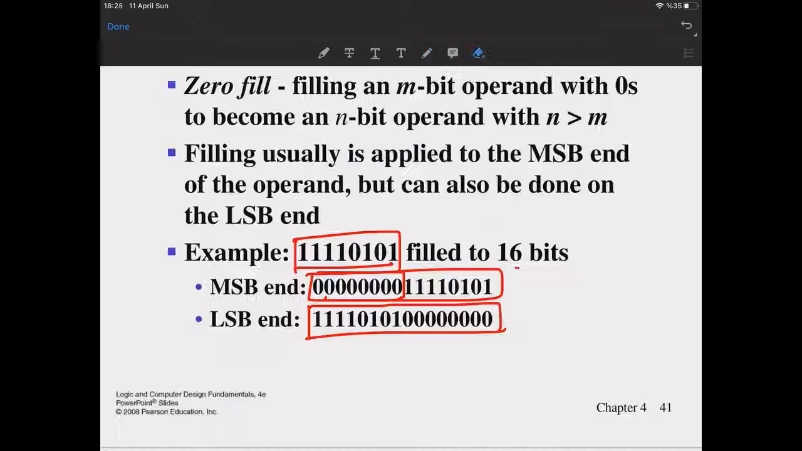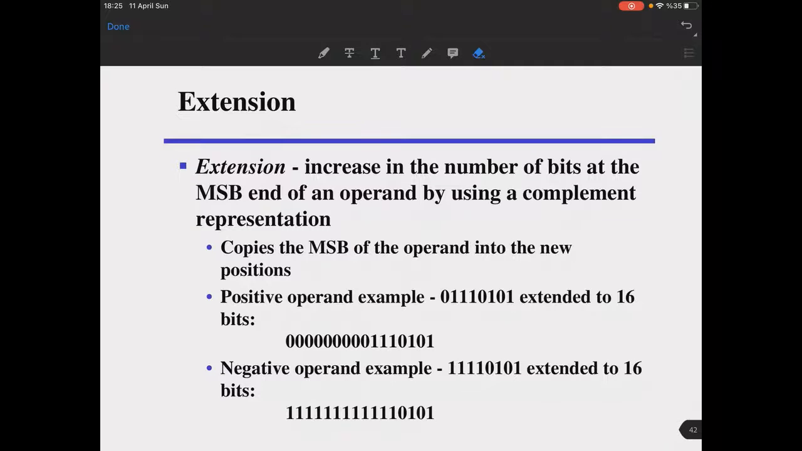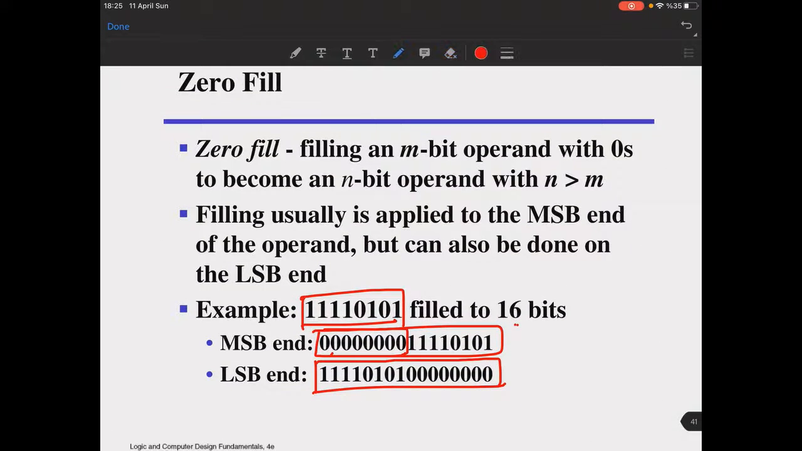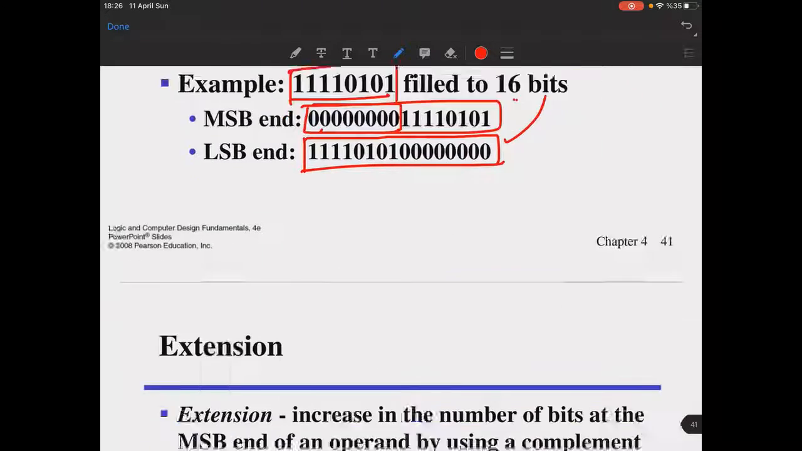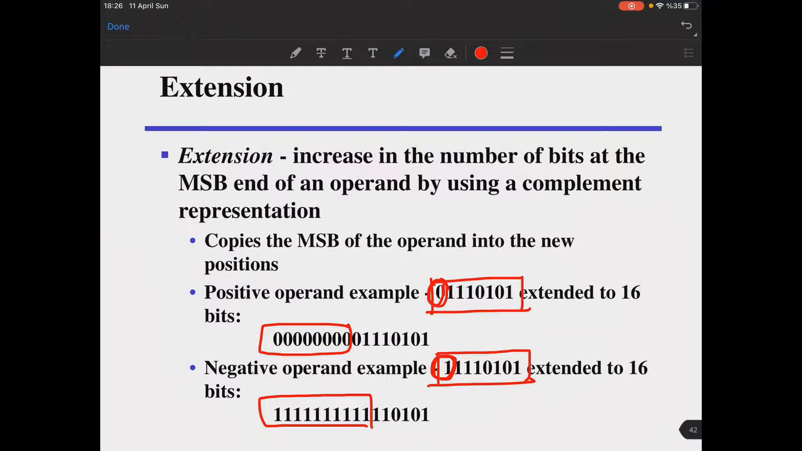Zero fill is pretty straightforward. In sign extension, you're just increasing the number of bits at the most significant end to represent mathematically the same value. So for zero fill, you don't care about the value, so it may change, but here the value will be the same. Suppose that you have an original data like this. When you extend this, since it is a positive value, you fill all zeros here. But suppose that your data was like this, it means that this is a negative value, so you fill a series of ones here to make the extension.